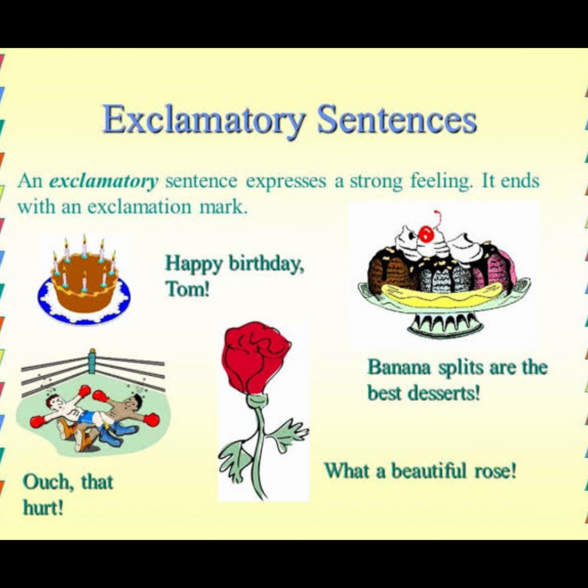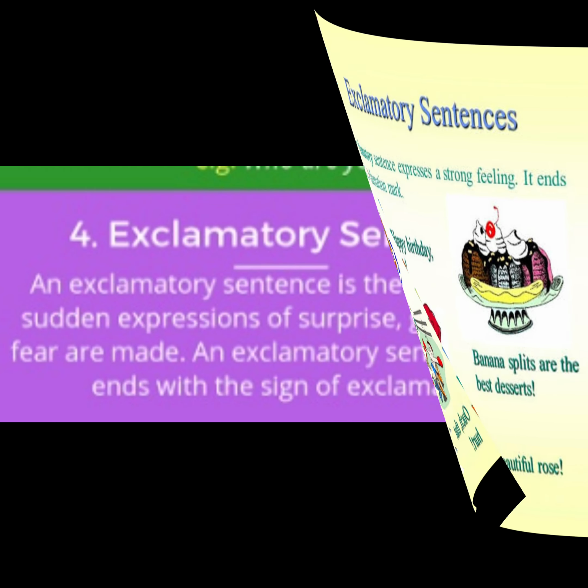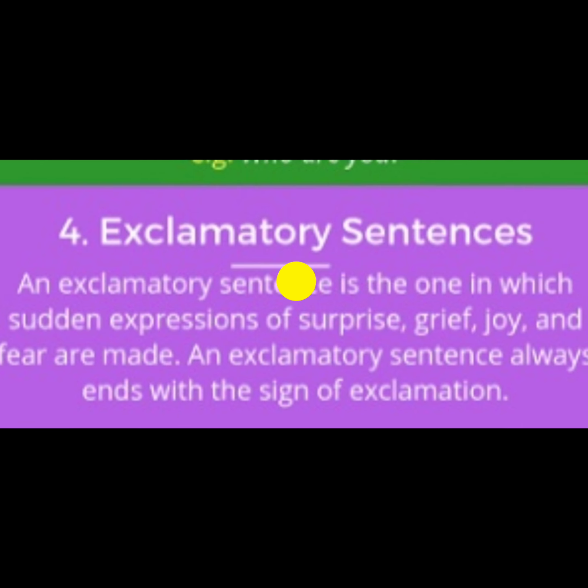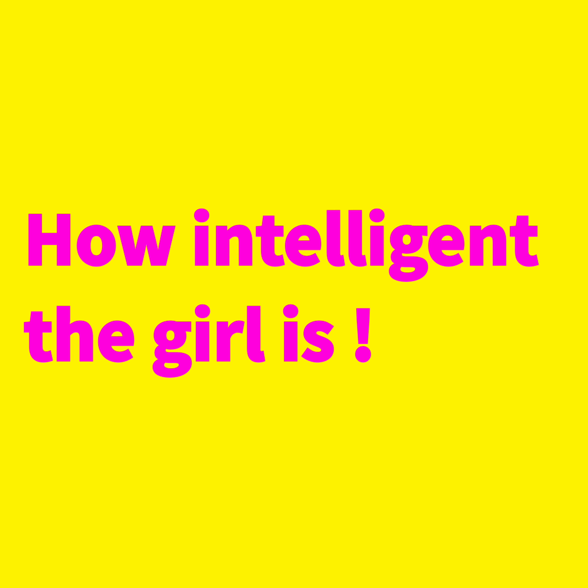And the fourth one is exclamatory sentence. A sentence that expresses some sudden feelings of joy, sorrow, wonder, or anger is called an exclamatory sentence. Such sentences always have the mark of exclamation. For example, how intelligent the girl is. How cold the night is.